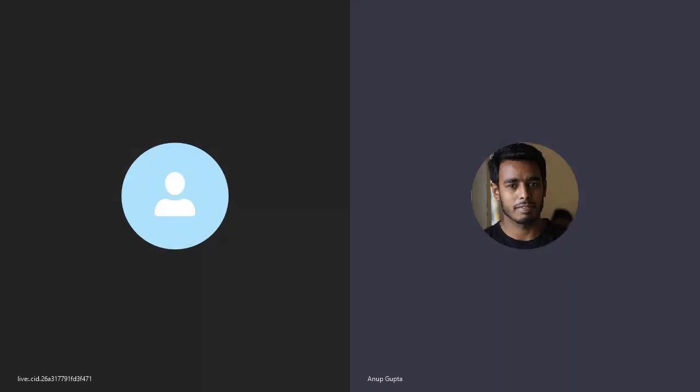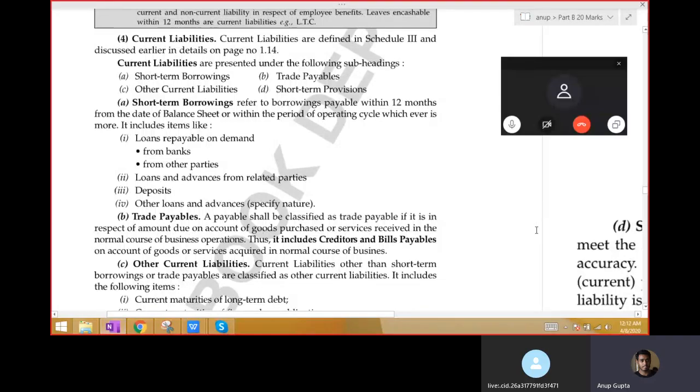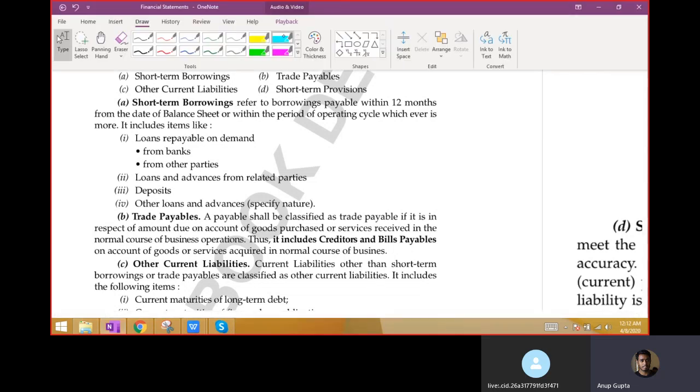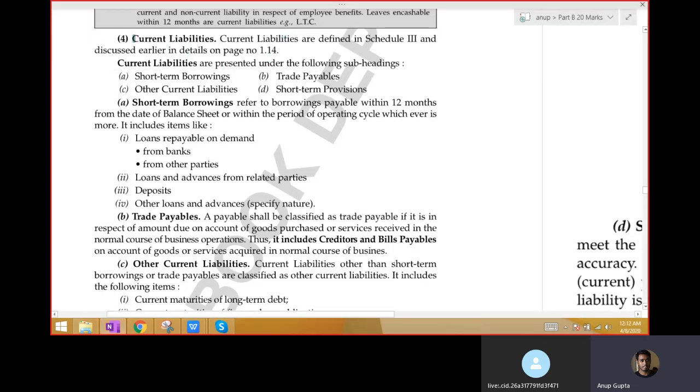Hello everyone. The next topic that we're going to start is current liabilities. Current liabilities come under the heading equity and liability. Current liability is a major heading under which there are various subheadings. Okay, so understand what is a current liability.